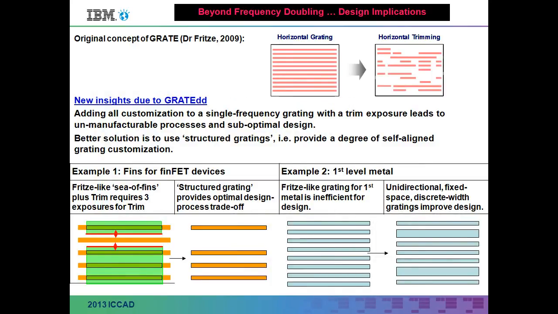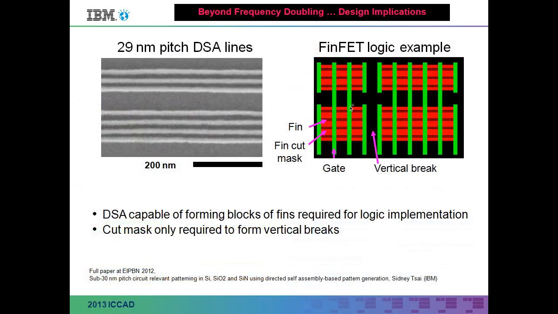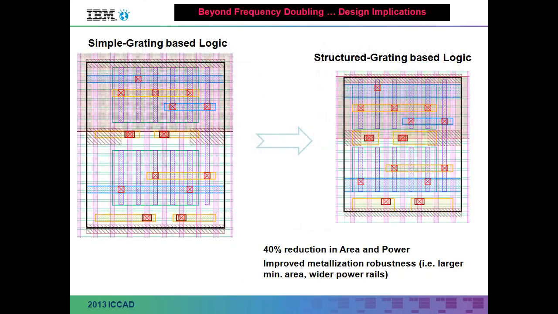This is just speaking to the fact that simple gratings really don't get you very far. You need to have more complex gratings, and I'll skip through this here fairly quickly. The fact that it's good to be able to program in a wider space so that you don't have to trim away dummy fins at these very tight dimensions is very good, and we can do that with directed self-assembly. I already showed some examples of fin pitches.